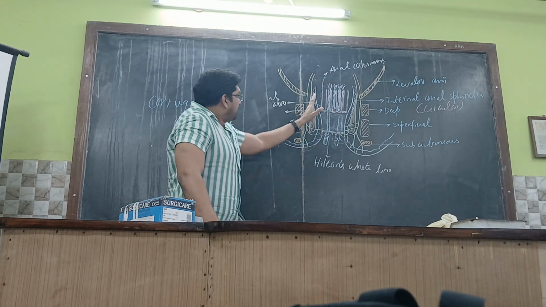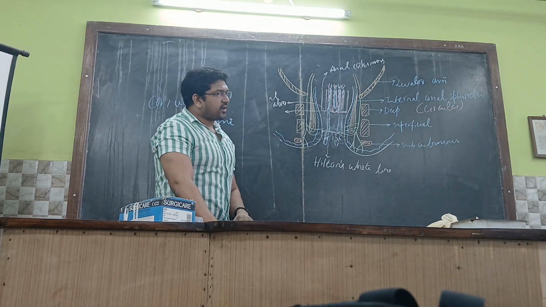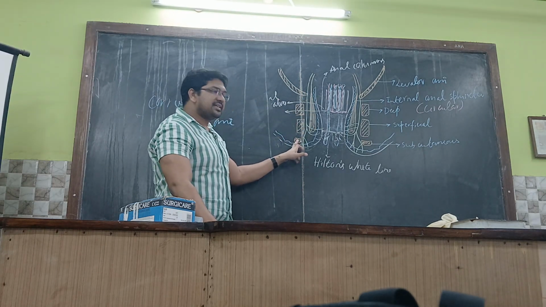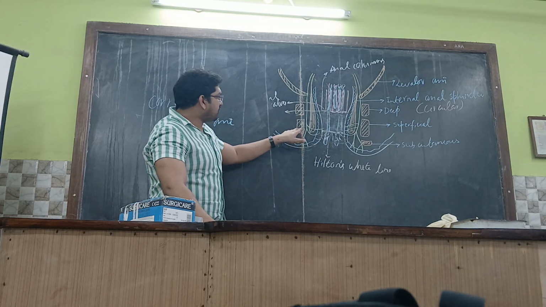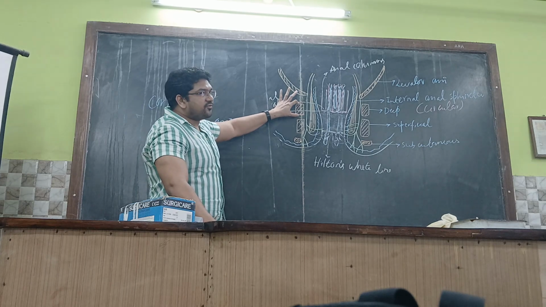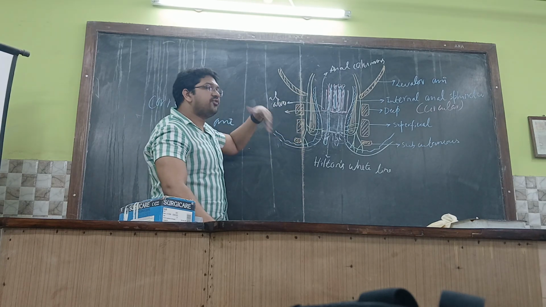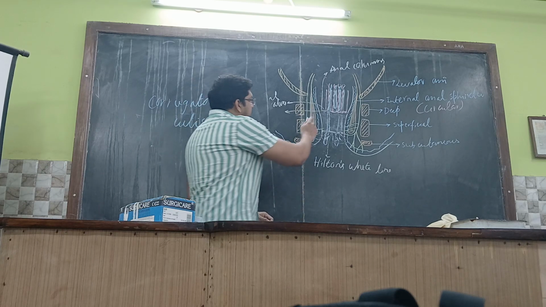But the external anal sphincter is derived from different muscle fibers over here. One is subcutaneous, just below the skin, and then followed by the superficial, and then followed by the deep muscle fibers. So these three are different muscle groups over here. It's not a single muscle group. Okay.